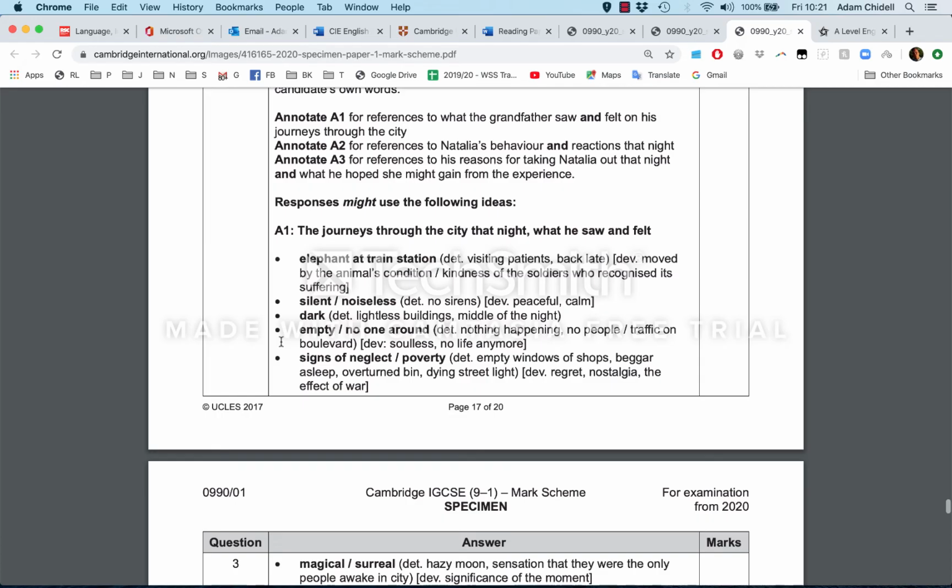Equally, and I don't think it would be penalised, you could have gone the other way. You could say it was so tranquil and peaceful, for example. So you've got to think what the grandfather's likely attitude would be. So that's the format.